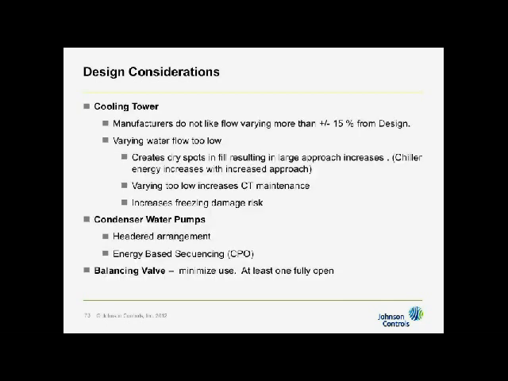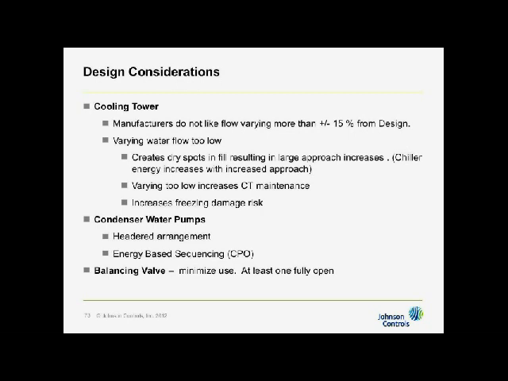The cooling tower. When you talk to your cooling tower manufacturers, you'll find out quickly, if you don't know already, that they do not like varying the flow more than plus or minus 15% from design. When you're varying the cooling tower water too low, it creates dry spots, and that increases the approach on the chiller, which increases the energy used by the chiller. When you get too low, that also increases the cooling tower maintenance. You have to clean it more often, and in the wintertime, for those in areas where you can freeze, you can have freezing on the peripherals, and you can get some damage from that as well.